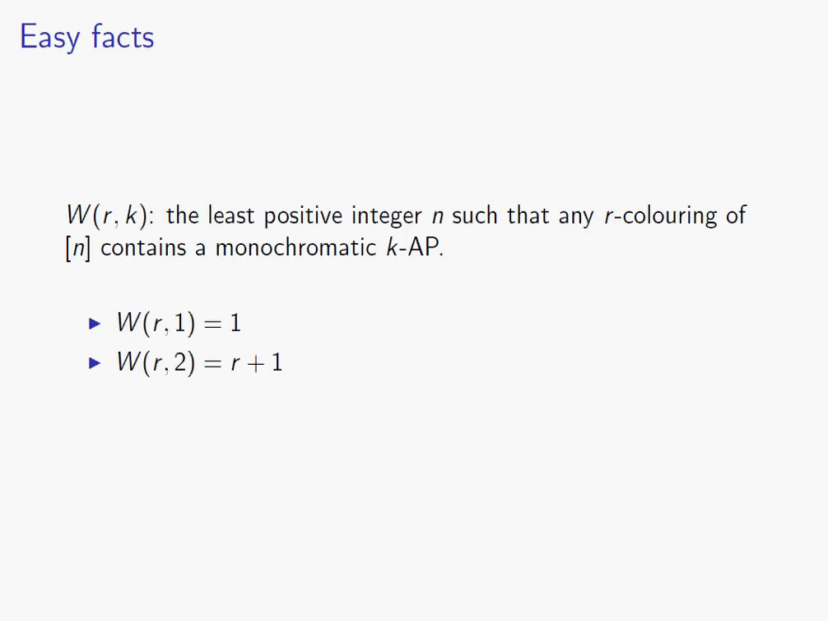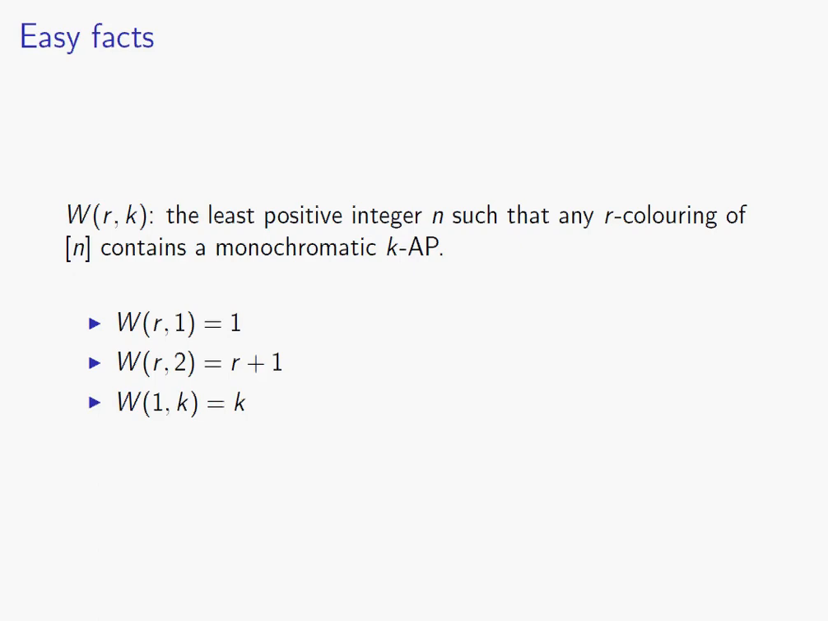Now let's suppose we have n equal to r plus 1, and we're looking for a two-term arithmetic progression when we r-color. Well, by the pigeonhole principle, if we only use r colors on r plus 1 or more integers, then some two are going to have the same color, and any two integers form a two-term arithmetic progression. They will have the same color, and so we'll get the conclusion we want. When n is equal to only r, if we paint everything differently, we don't get any two-term monochromatic APs.